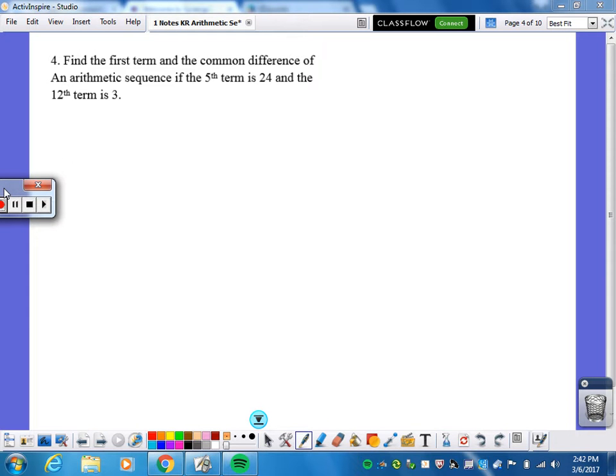So, find the first term and the common difference of an arithmetic sequence if the fifth term is 24 and the 12th term is 3. Just as before, we know that we have a sub n is equal to a1 plus d times n minus 1. We're going to substitute in both of our values that were given here into two different equations, and then we're going to solve. So what I mean by that is we're going to put 24 in for our a of n, and we're going to put 5 in for our n value.